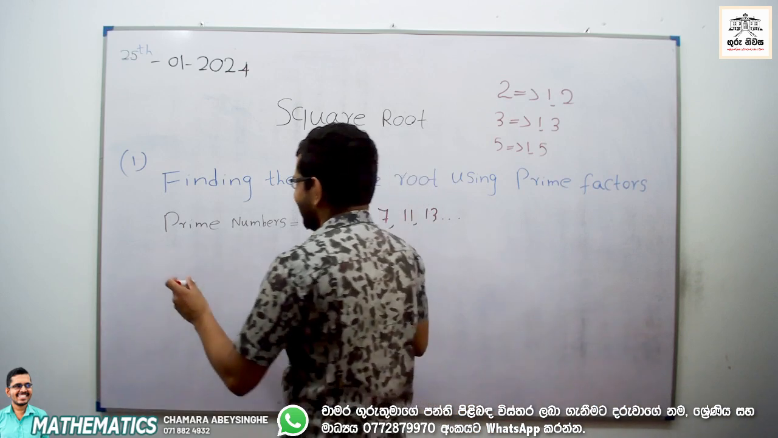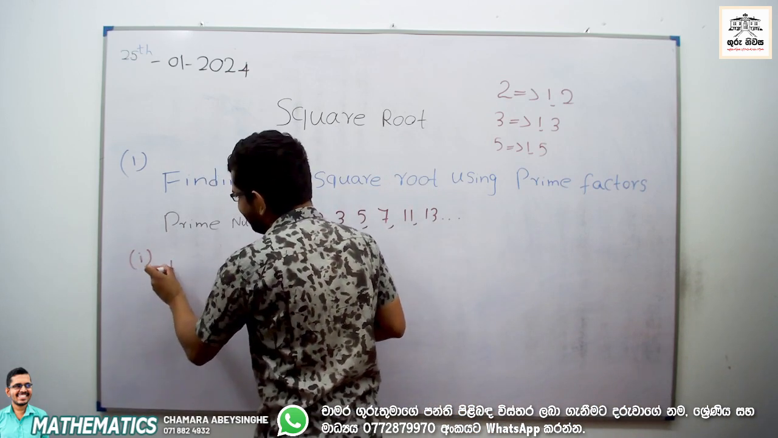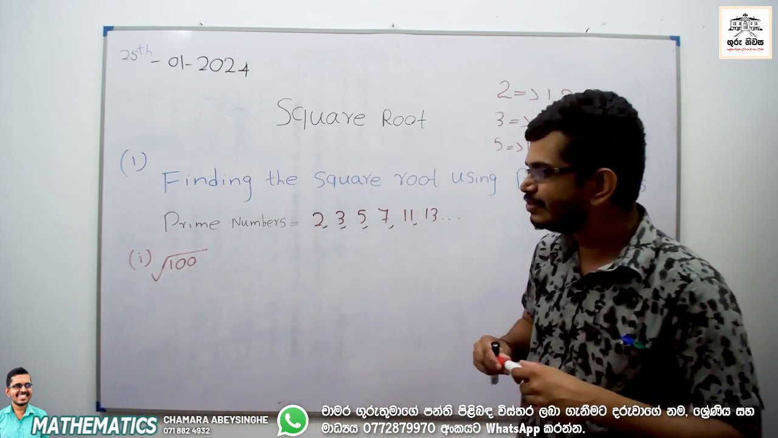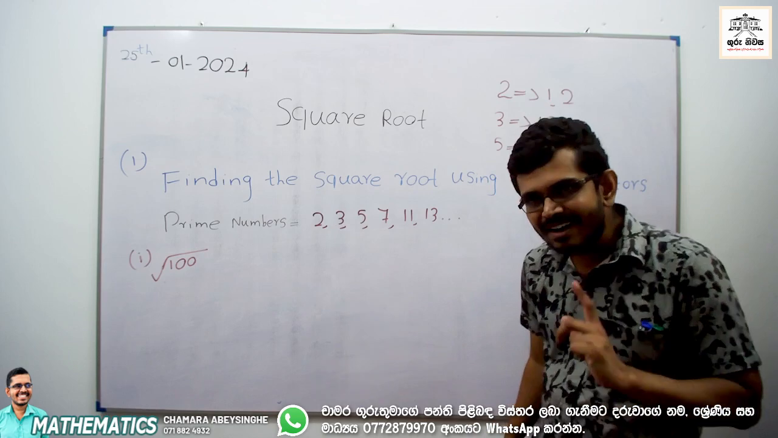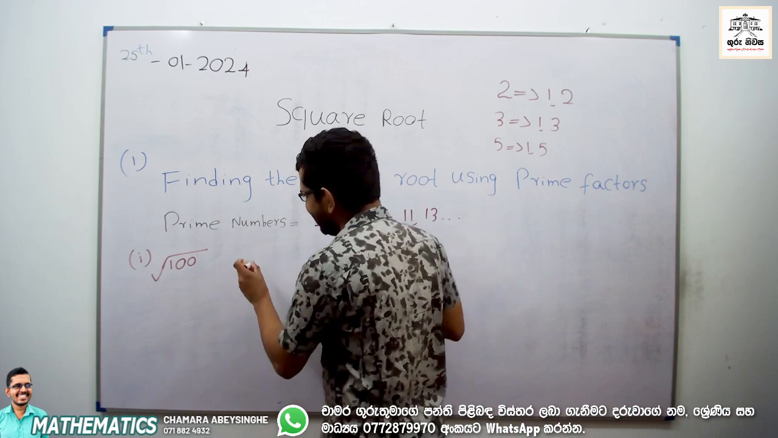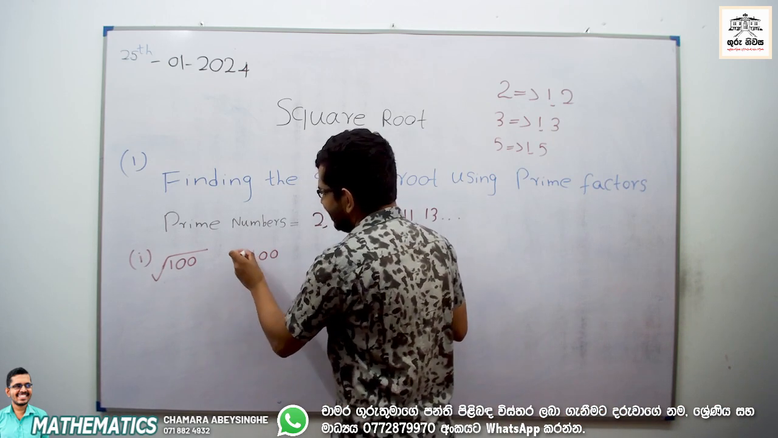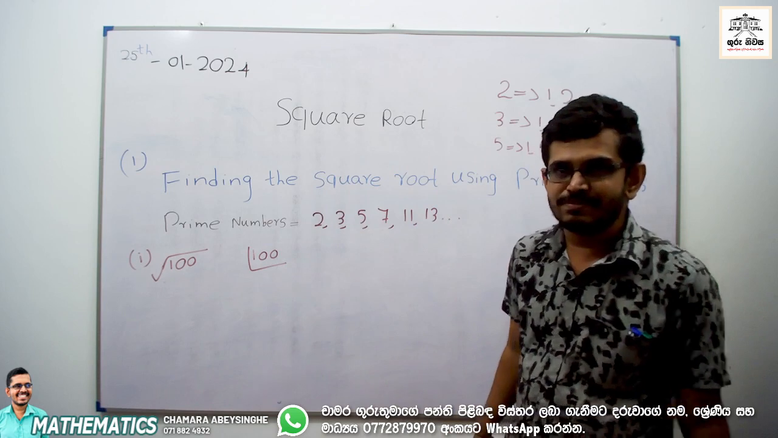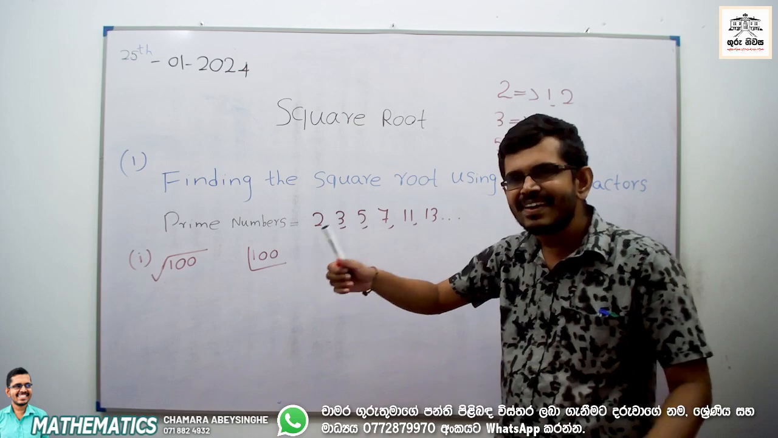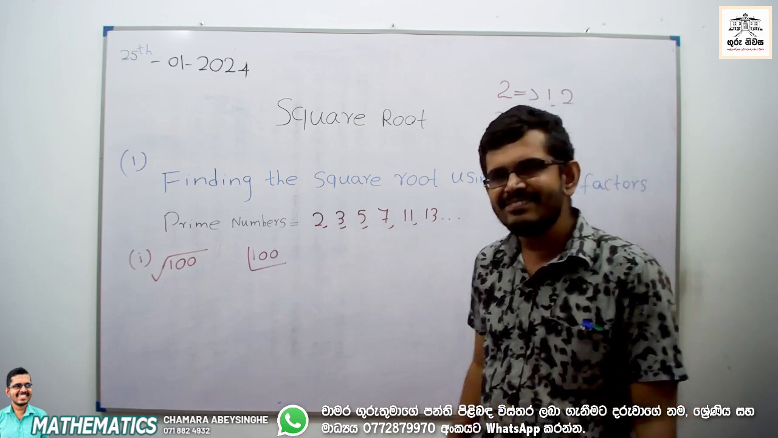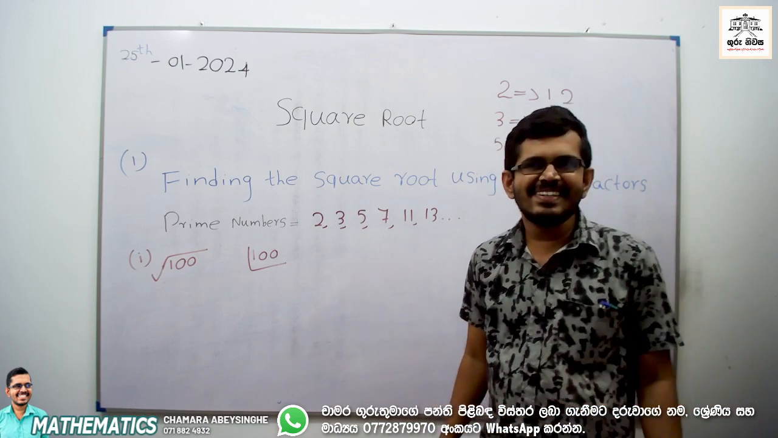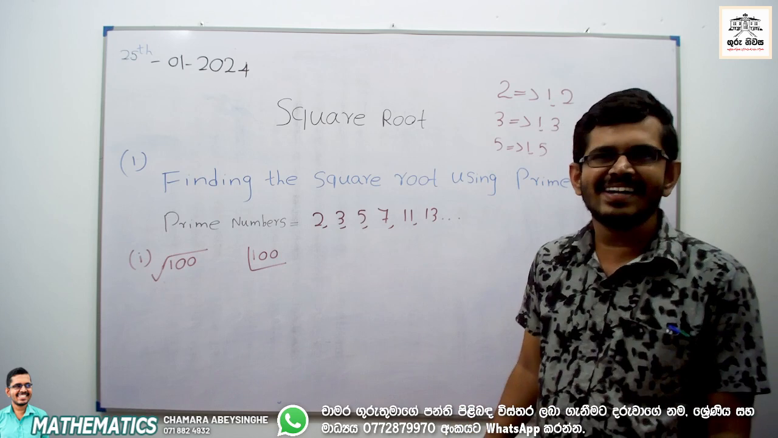Okay, now let's see, students. My first example: find the square root of 100. Now, very important one. Let's see how to get that. Write 100 without the square root. And now we should divide by prime numbers, going downwards. We have to follow that.